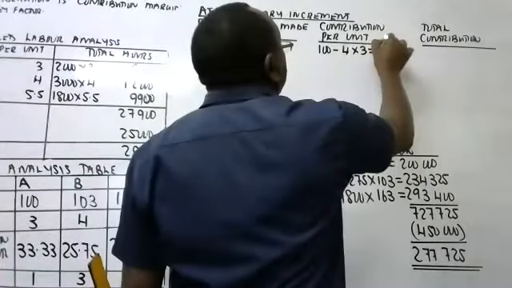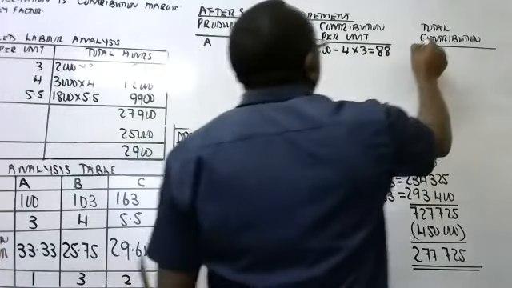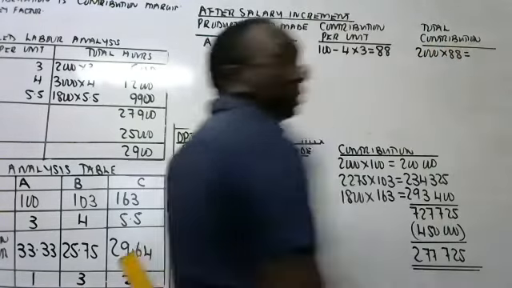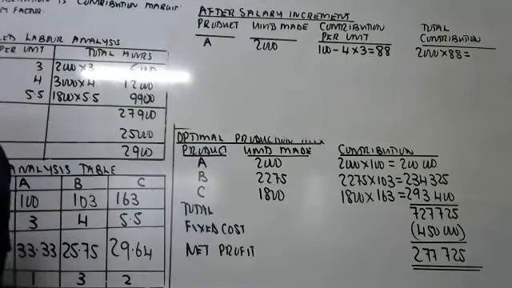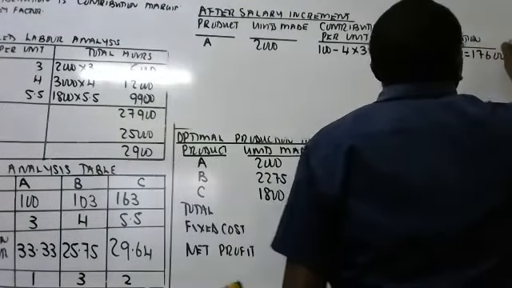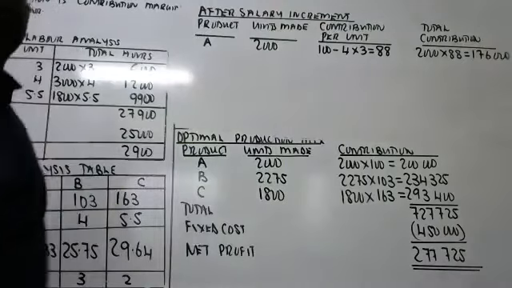$88, good. So that means you will now have 2,000 times 88, which is $176,000.